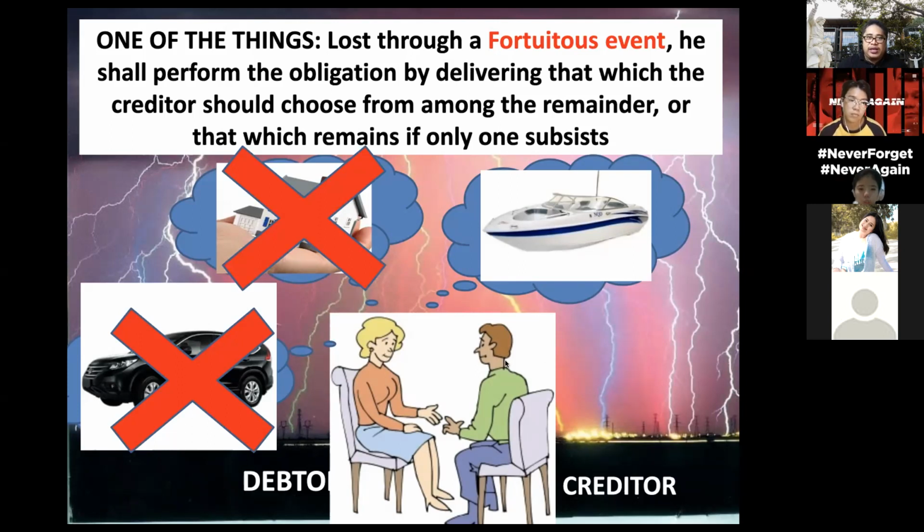Can the creditor here say, Dina, I really wanted the car, can I get the car's value and then ask for damages? No, that is not possible, because it is not her fault. It was a fortuitous event; blame the lightning. So Dina can always raise that as a defense, because in that scenario she is protected by it.